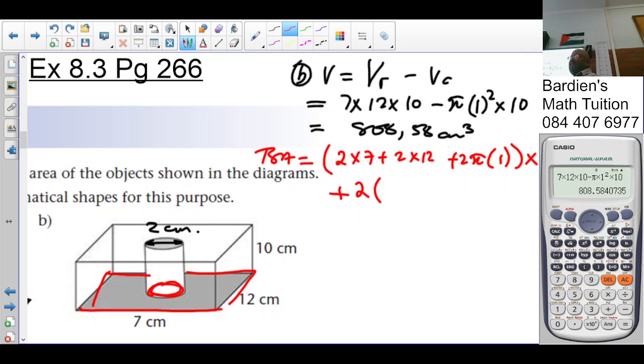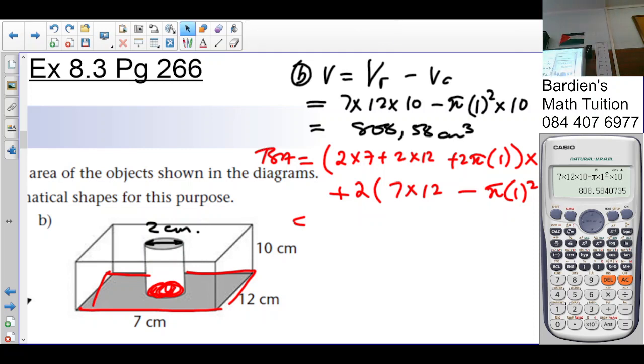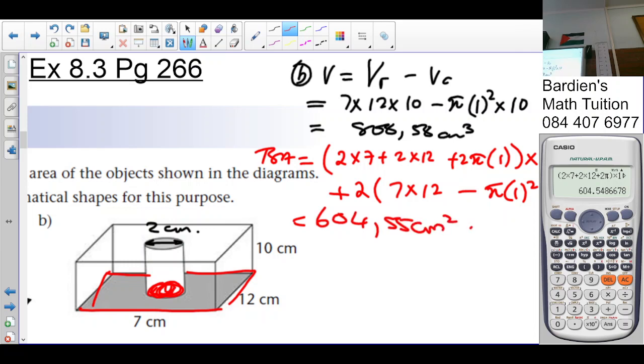Now if you look at this base here, the area of this is going to be length times breadth, which is 7 times 12. But the circle is cut out of it. So I must minus the area of a circle, which is pi r squared. Okay. Let's see how far we go. Open brackets, 2 times 7 plus 2 times 12 plus 2 pi, close brackets, times 10, plus twice area of base, which is 2 open brackets, 7 times 12 minus pi. That gives 604.55 centimeters. What do they have? That. Okay. Who else got that answer? Very nice.